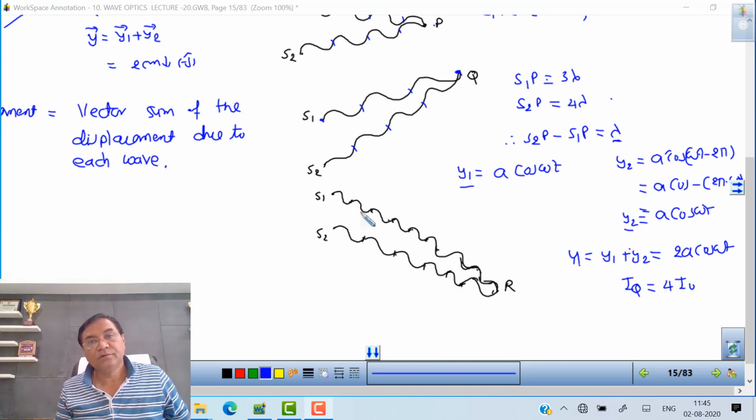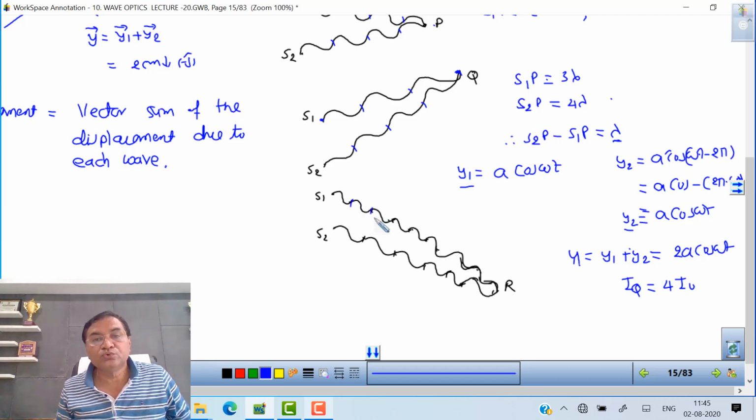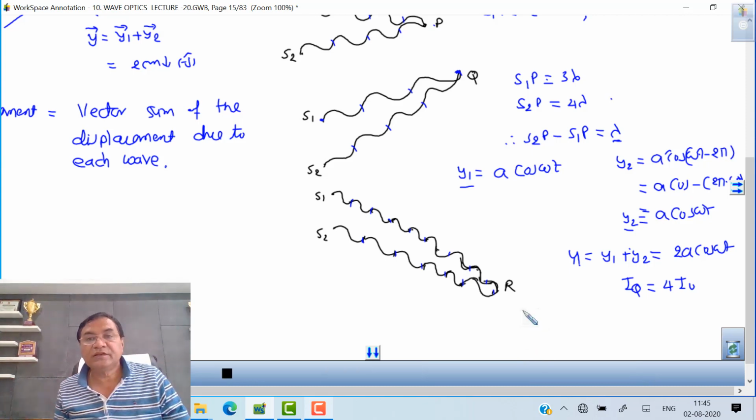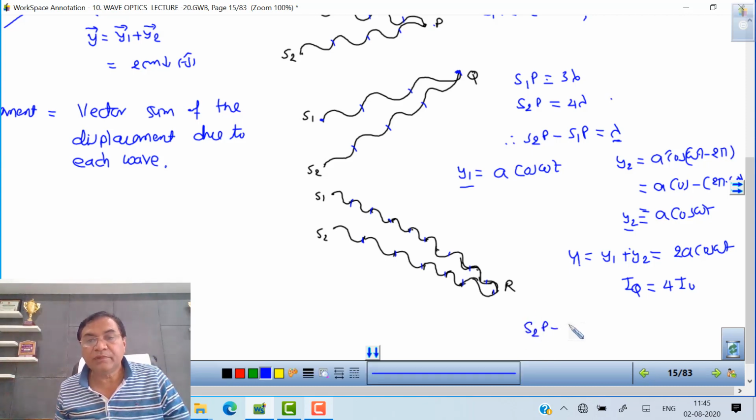Third case, I take point R. So what is the distance covered? So 1, 2, 3, 4, 5, 6, 7, 8, 8.5. And here 1, 2, 3, 4, 5 and 6. So S2P minus S1P is equal to 6 minus 8.5, that is 2.5 lambda, but it is negative. S2P is less than S1P. Understood?